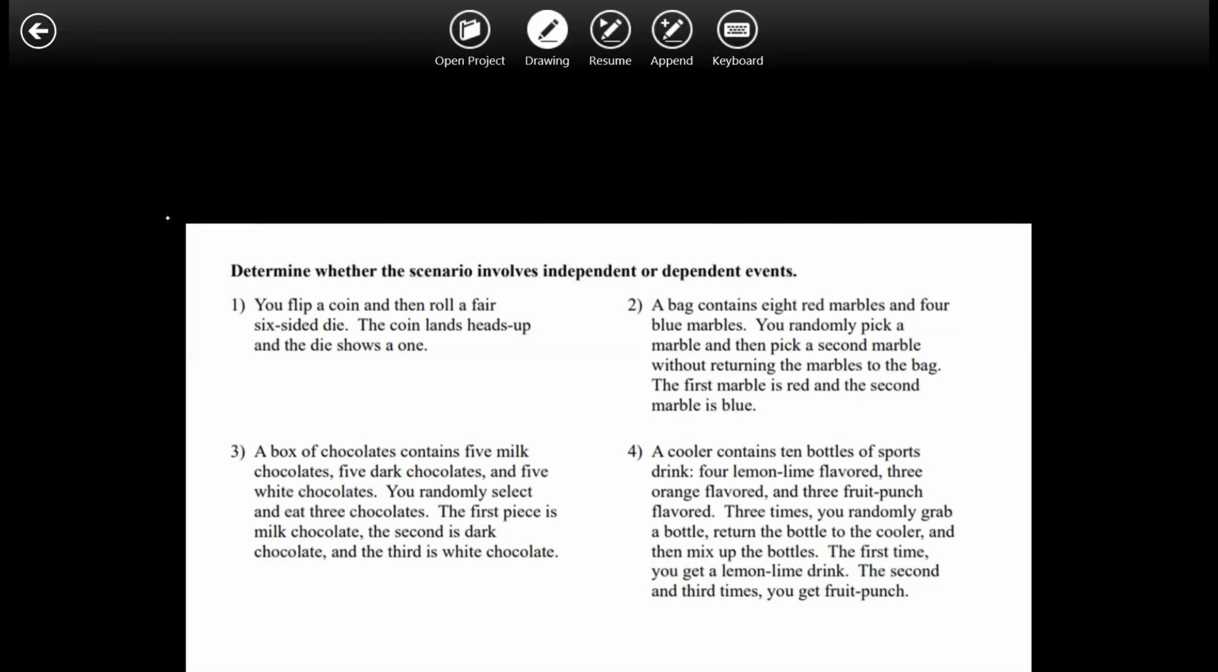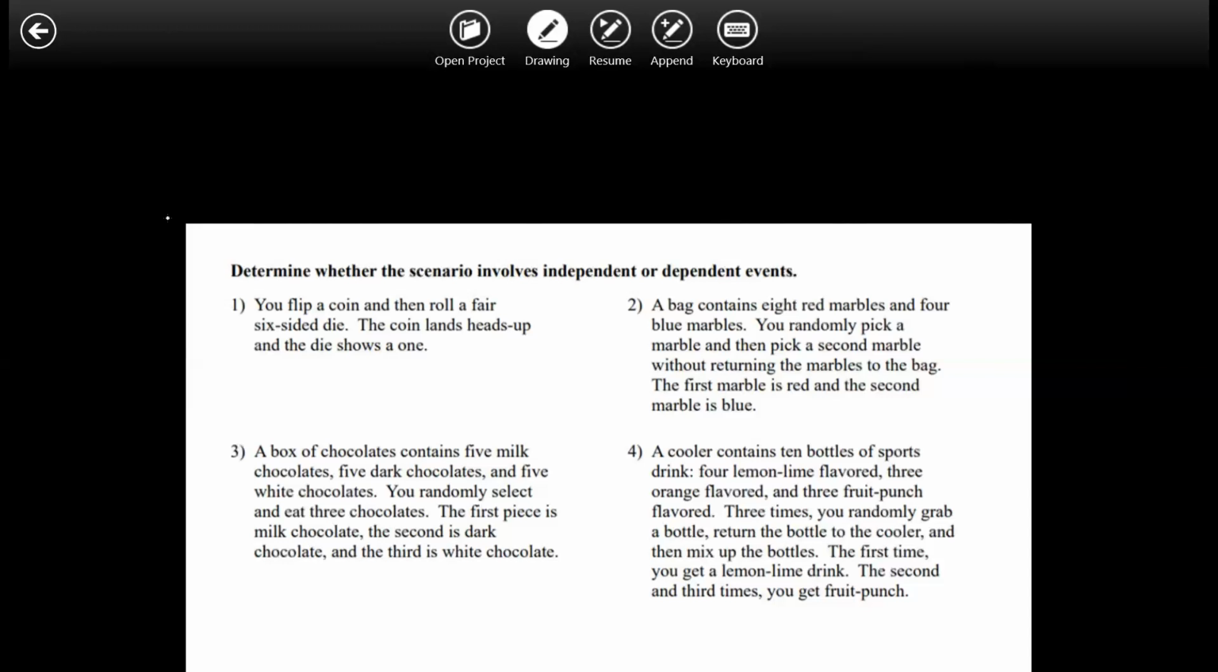Next one. A box of chocolate contains 5 milk chocolates, 5 dark chocolates, and 5 white chocolates. You randomly select and eat 3 chocolates. So in the box, we just choose 3 of them. The first piece is milk chocolate, the second is dark, the third is white. How many people say it's independent? Why do you say it's independent? Because you chose one from each kind of chocolate, and you have the same amount.